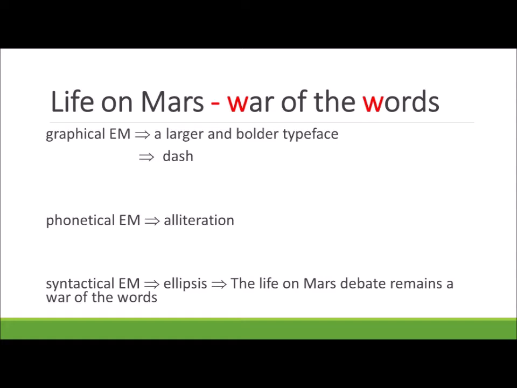As a result of the size of the print and the restricted space available in the layout of the page, ellipsis is another device commonly used by headline writers. Ellipsis is the intentional omission of words. The result is a succinct style which has a direct and powerful effect on the reader. Usually, the omission can be easily recovered or guessed from the context. So, in our case, we could have the following sentence: The life on Mars debate remains a war of words.